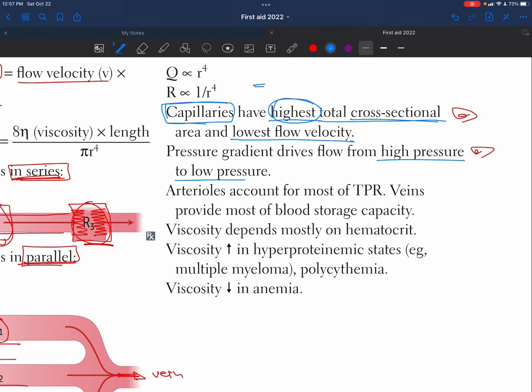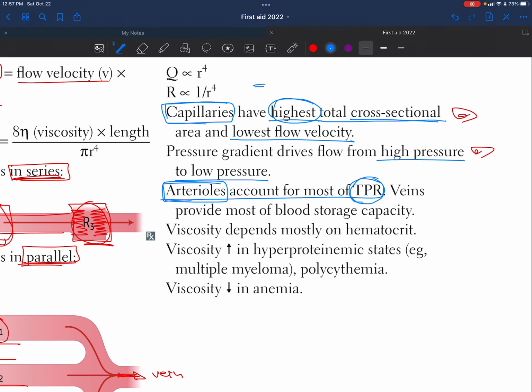The pressure gradient drives, as we said, flow from the high pressure to the low pressure. The arterioles account for most of the total peripheral resistance, so we're going to talk about this a lot. It's the total peripheral resistance. The arterioles are the smallest part of the arteries, and this is the part that gives its oxygen and nutrients to the tissues. The arteriole walls do have some vascular smooth muscle.